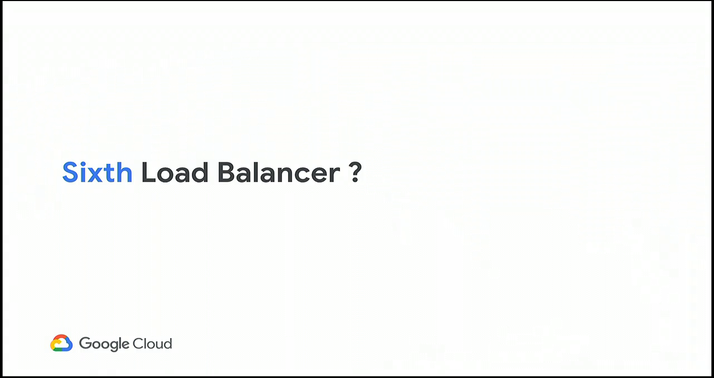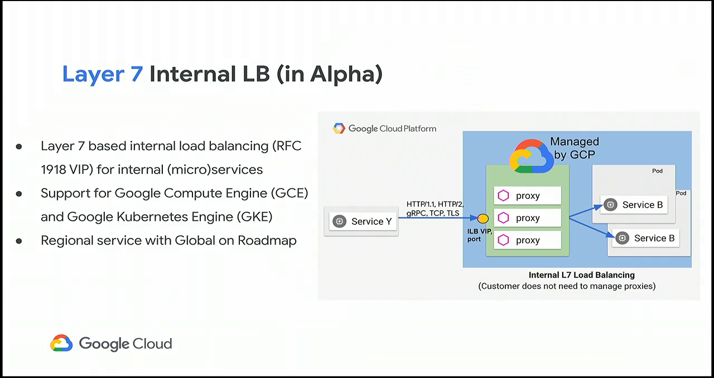Now, in my initial slide, I mentioned 5 load balancers deep dive. There was a 6th load balancer in there. We do have a layer 7 internal load balancer. It is in alpha. It does support both compute as well as container-based Kubernetes. Under the hood, it uses the Envoy-based sidecar proxy that's performant, feature-rich, as well as open source. You don't have to worry about the management of it because GCP, Google Cloud, manages the load balancer for you. It's currently a regional service, but making it globally available is something on our roadmap.